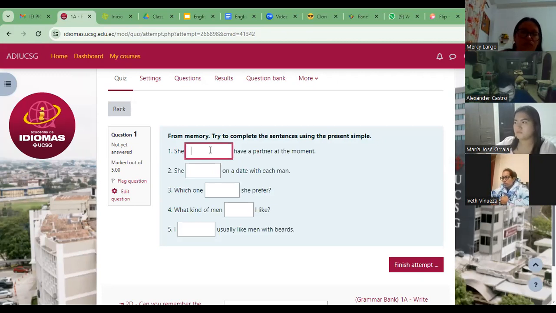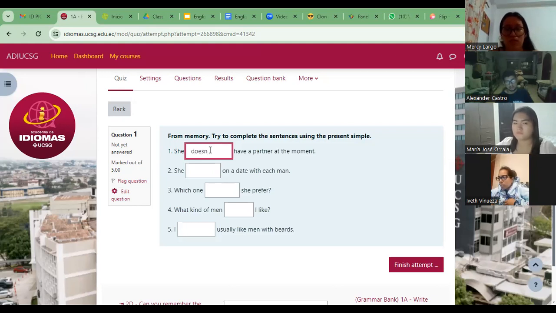Because she's single. And she's actually asking her mom and her best friend to find a partner for her. And then she's going to date them and see who has the best option, right? Either her mom or her best friend. So she doesn't have a partner at the moment. How do you write doesn't? This is a negative form.